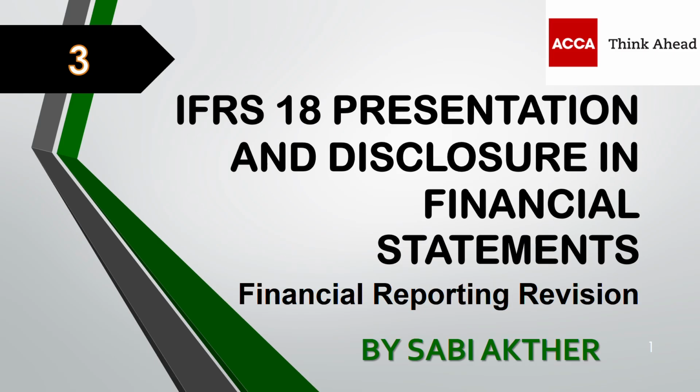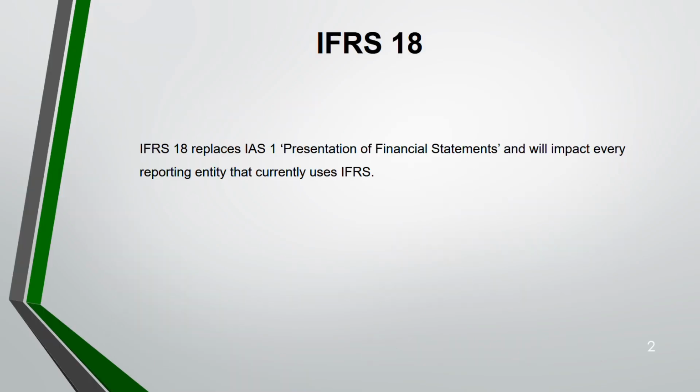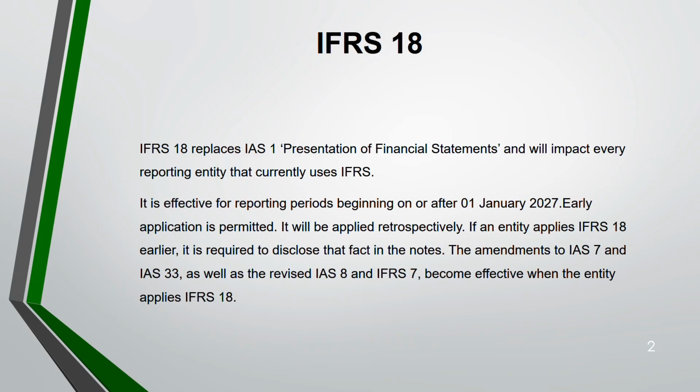So in this, we are going to go through IFRS 18, which replaces IAS 1, and it will impact every reporting entity that currently uses IFRS. It is effective for reporting periods beginning on or after 1st Jan 2027. Early application is permitted and it will be applied retrospectively. If an entity applies IFRS 18 earlier, they are required to disclose that fact in the notes.